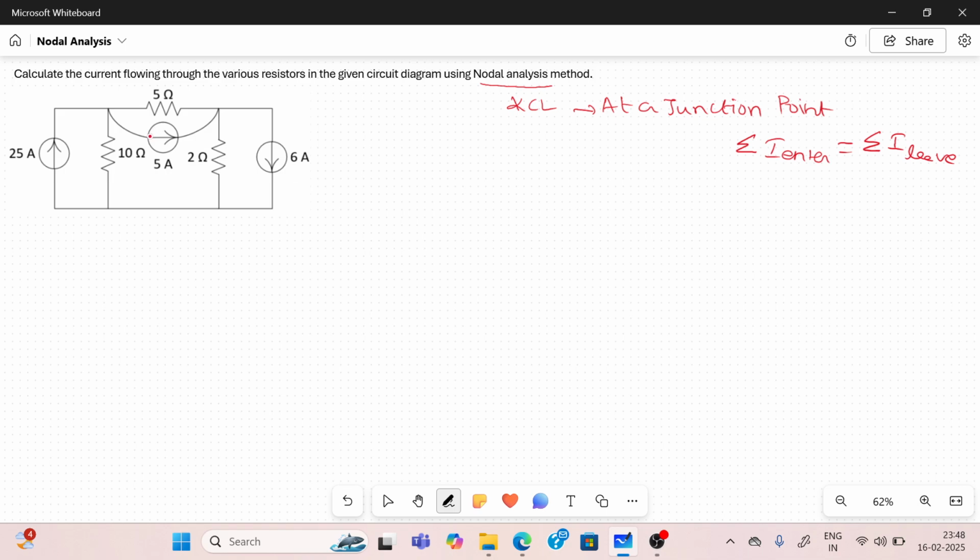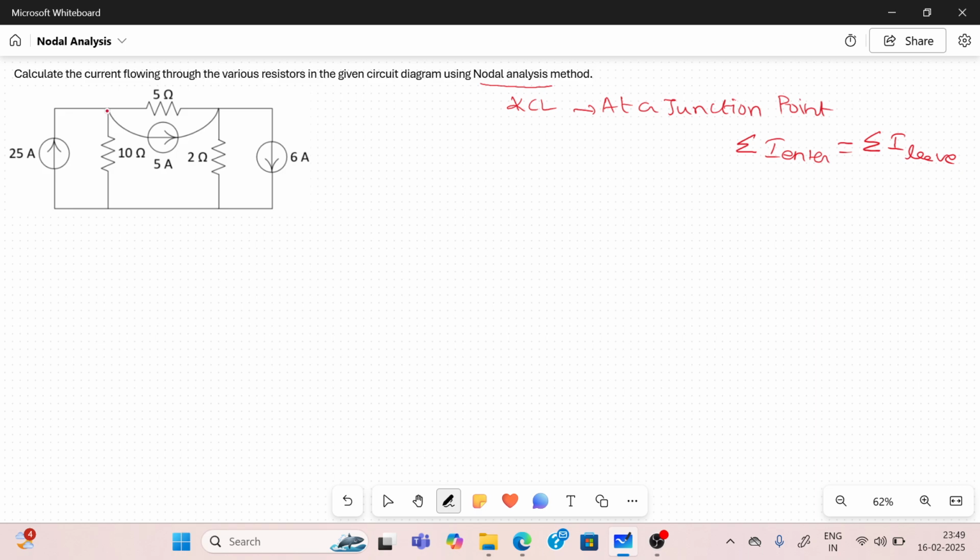First, you should know the difference between a node and a junction point. A node is nothing but the connecting point of two elements. If only two elements are connected, that point is called a node point. For a junction, a minimum of three elements, more than two elements, should be connected.